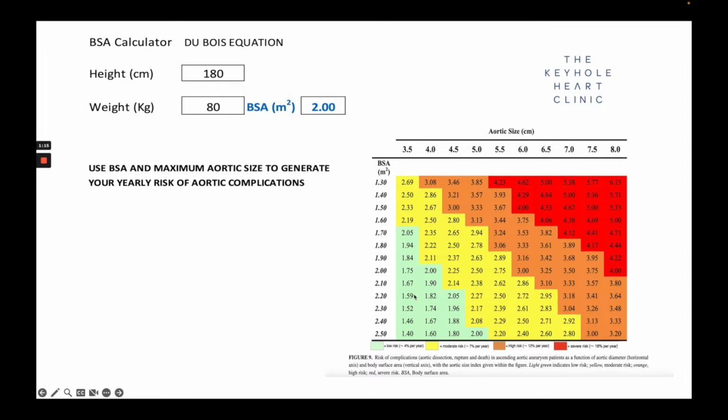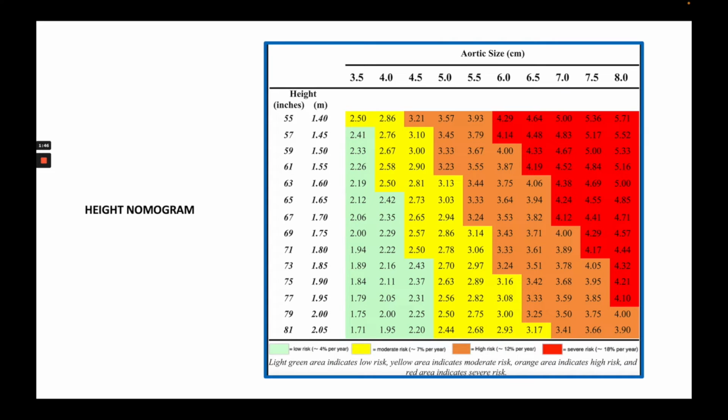We have low risk in green, moderate risk in yellow, in light brown we have high risk, and in red we have severe risk. So for this particular patient with a body surface area of 2, we see that for an aortic dimension of 4.5 to 5.5, we have moderate risk of yearly aortic complication and high risk at 6 centimeters.